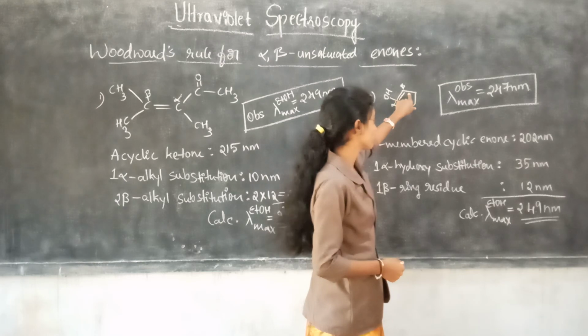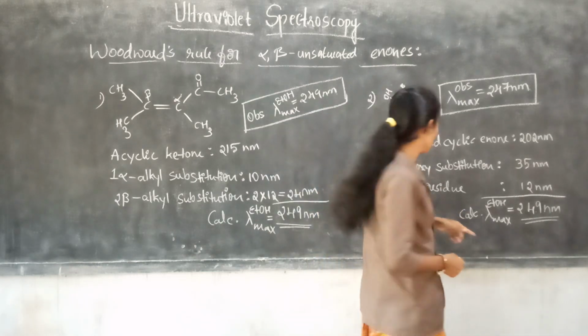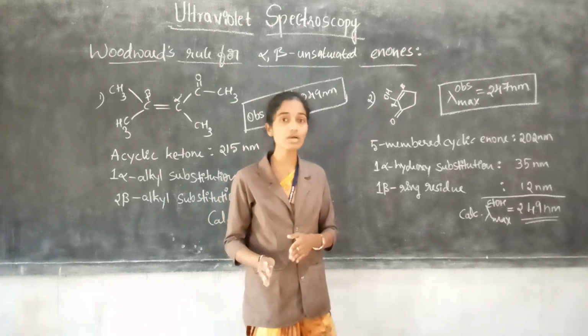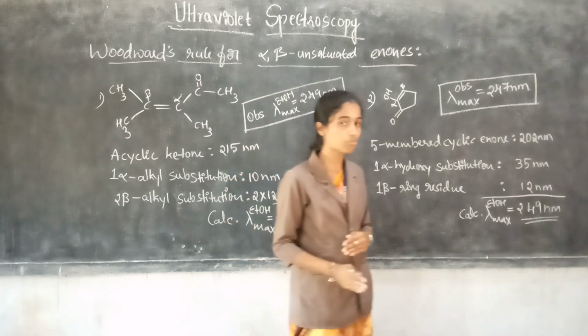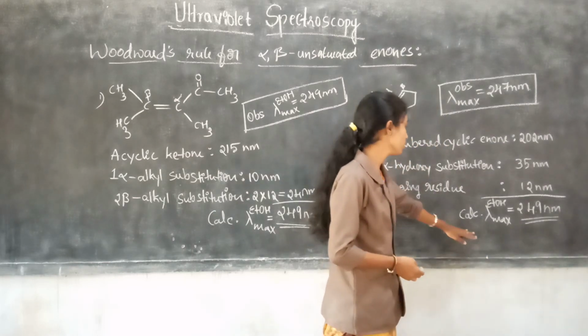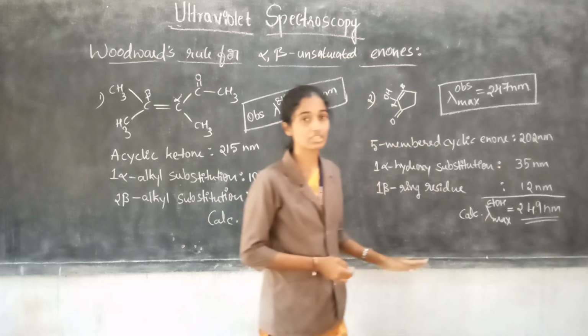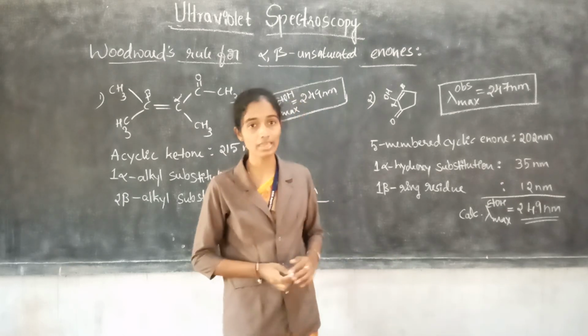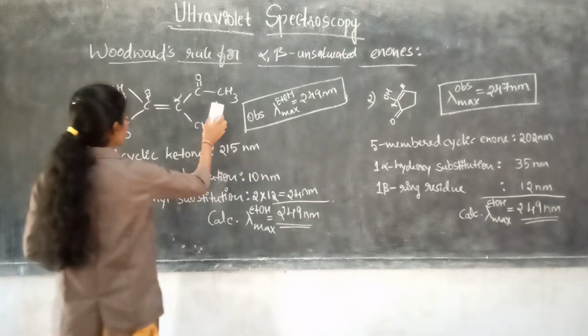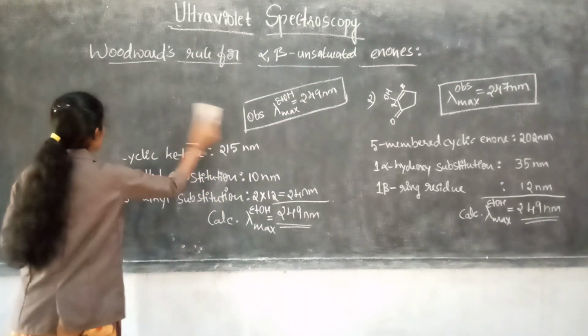Since it is a ring system, there is the presence of ring residue. For each ring residue in beta position, there will be addition of 12 nanometer. So total calculated lambda max in ethanol media is 249 nanometer. Now we will move on to the next problem.